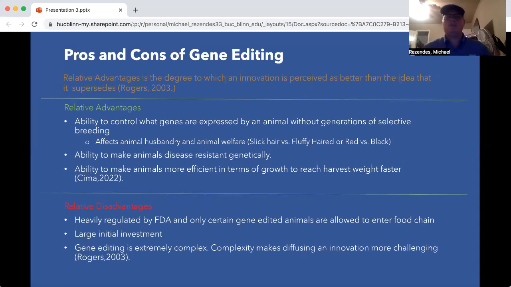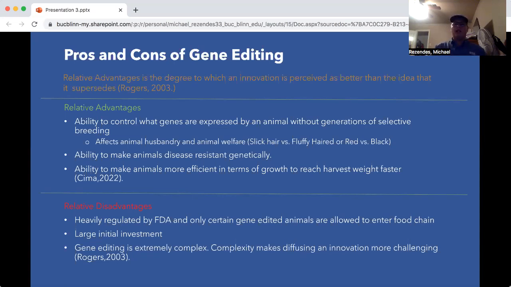So, the pros and cons of gene editing. Before we get into this, I put pros and cons up here because that's probably the more often described term. Once we get past this slide, we're going to talk about relative advantages and disadvantages, which in my opinion are different than pros and cons. They're just a bit more specific.